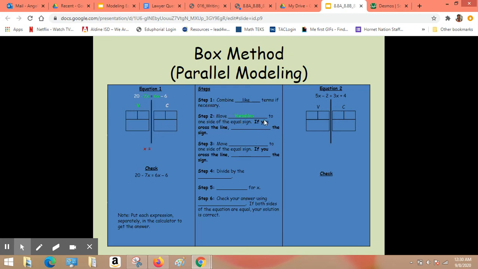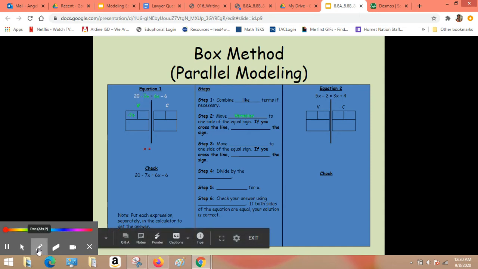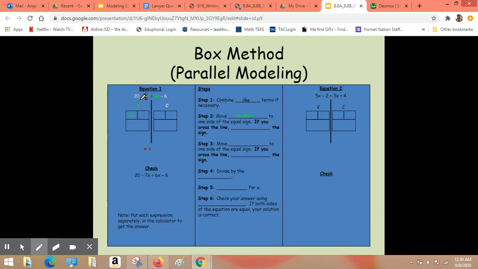Step 2, we're going to move my variables to one side, and when you cross the line, you change the sign. So I'm bringing down my -7. Okay, so I'm just going to bring down my -7. Boom. You do nothing to it. Okay, and now I'm going to change the sign right here.